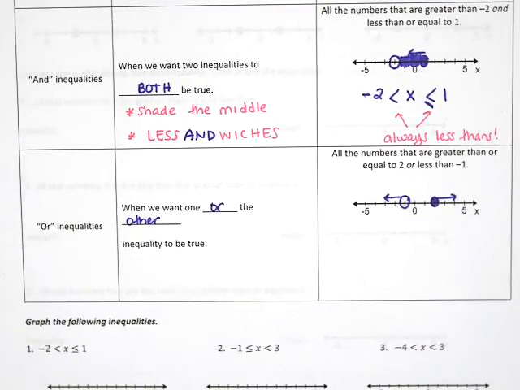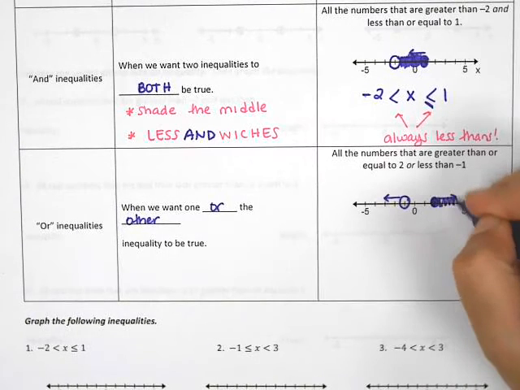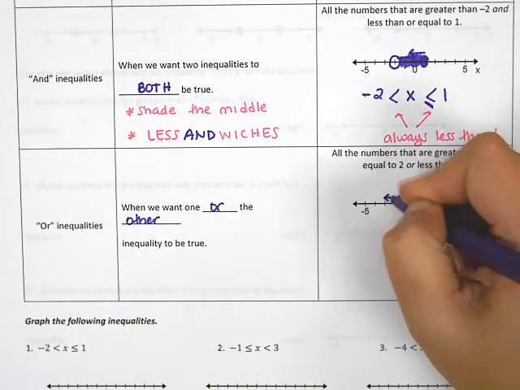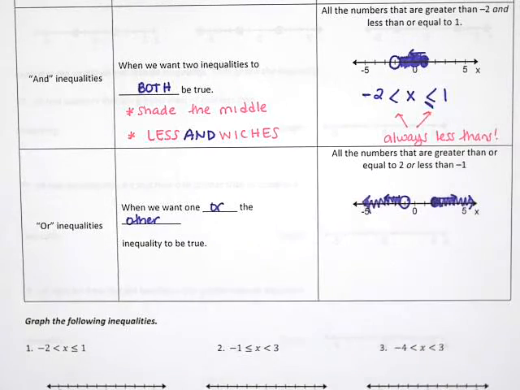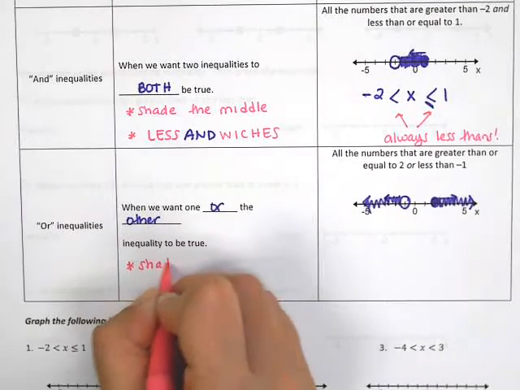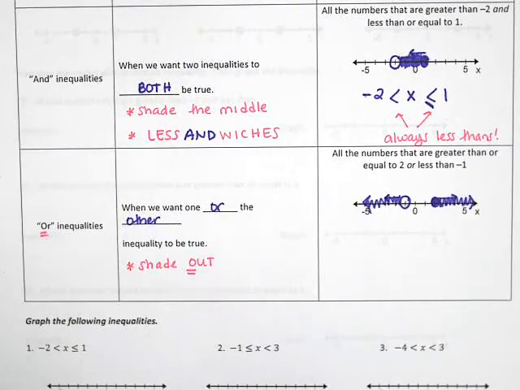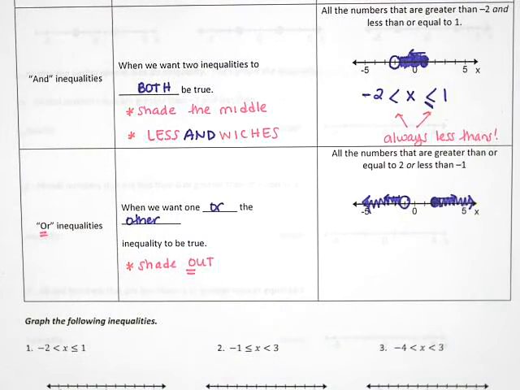This time, instead of the arrows pointing towards each other, they're pointing away from each other. So I like to say that when you have an or, you are pointing out. Or and out both start with the letter O.